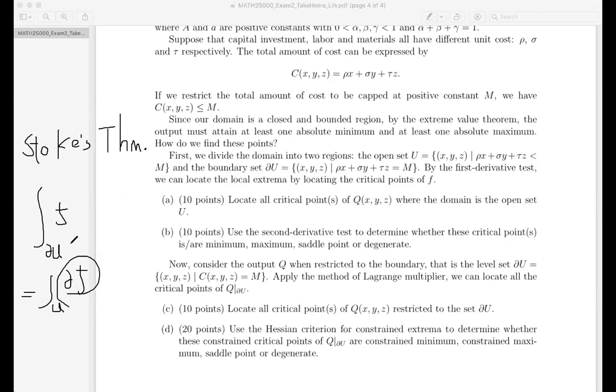Mathematicians tend to do something like this because it just looks nice. You just move around the partial sign, but it's totally different meanings. Okay. If there's no question, then the class will dismiss.